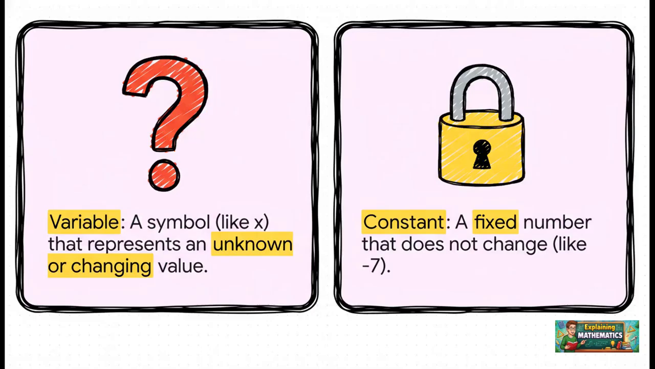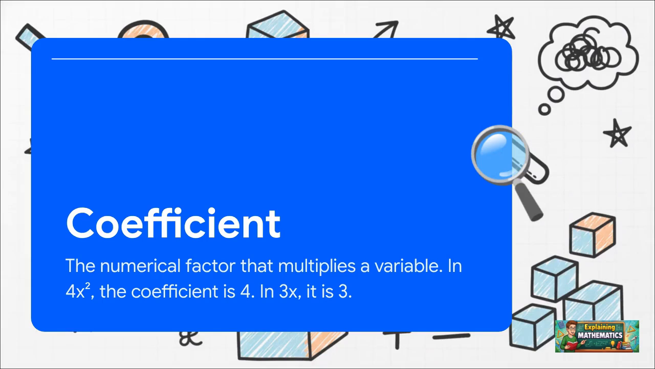Now inside those terms, you've got 2 main players. You have variables, like the x, which is just a placeholder for a number we don't know yet. And then you have constants, like that -7. A constant is just a plain old number. Its value is, well, constant. It doesn't change. And that number that's kind of attached to the variable, that's called the coefficient. It just tells you how many of that variable you have. So in 4x squared, the coefficient is 4. In 3x, it's 3. And hey, pro tip, if you ever see a variable all by itself, like just an x, it has an invisible little coefficient of 1.